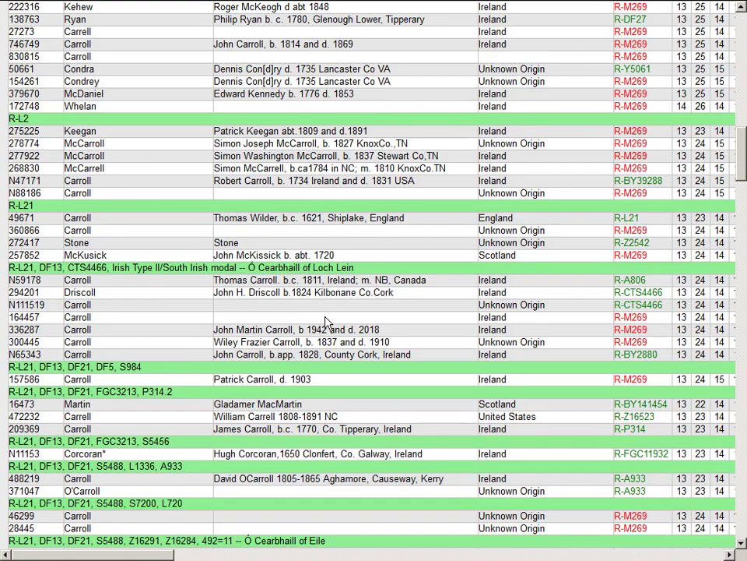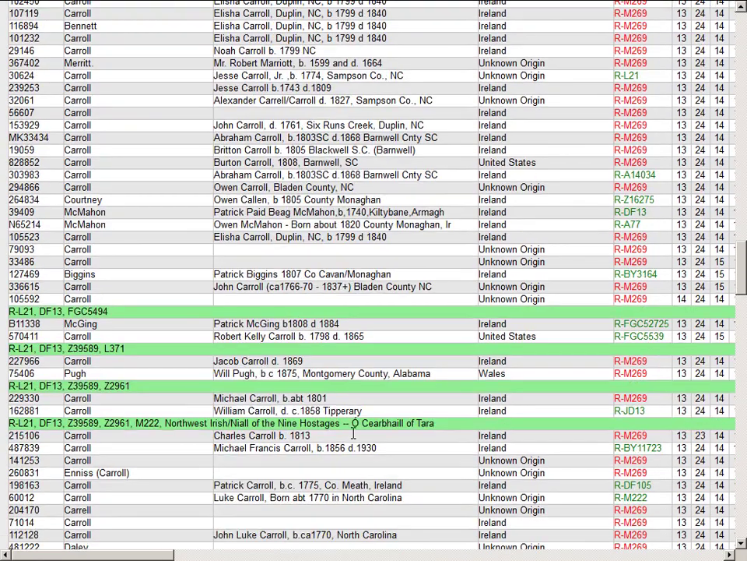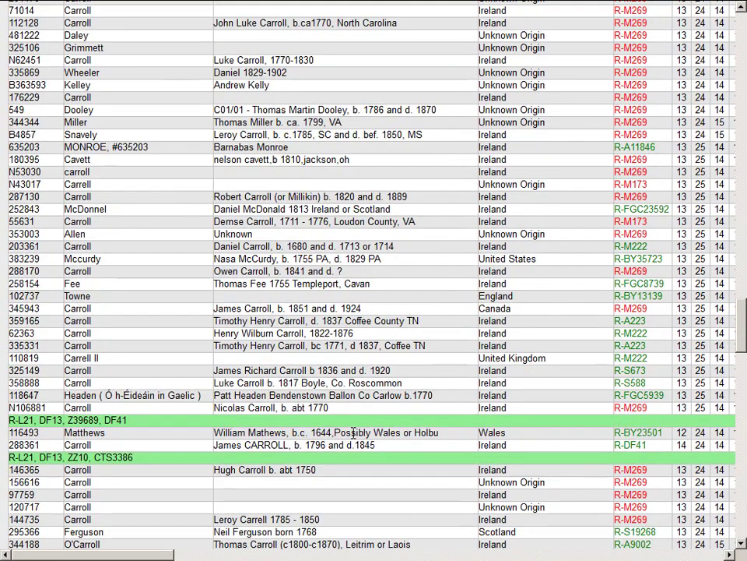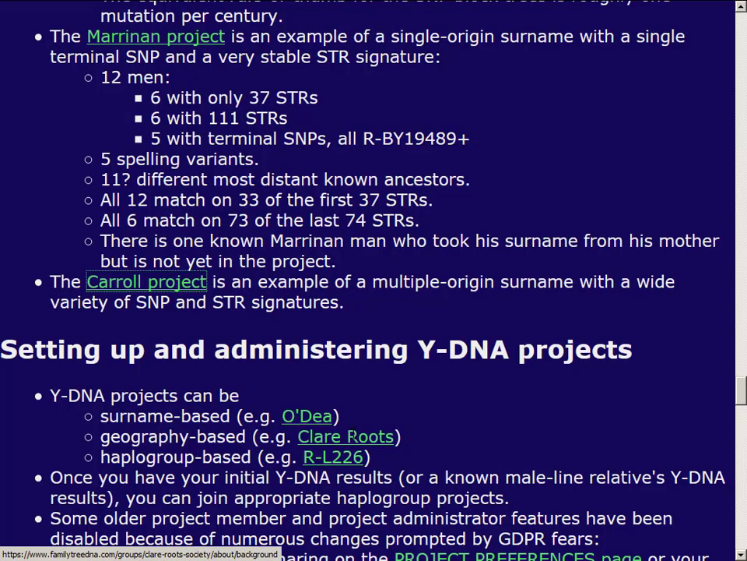Then there's the O'Carroll of Loch Lane, completely different signature. Other smaller groups, O'Carroll of Aela at the bottom, O'Carroll of Oriel, O'Carroll of Tara, all divided according to their DNA signatures, matching up with the different O'Carroll families discussed in the annals of Irish history.